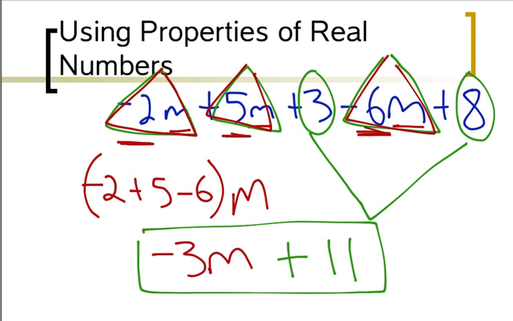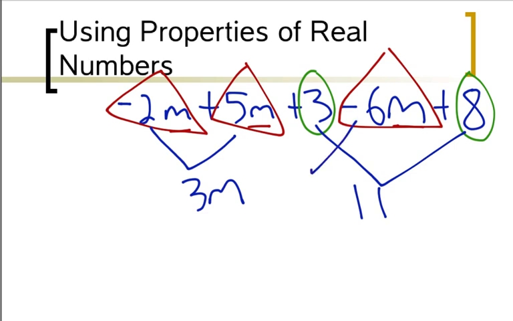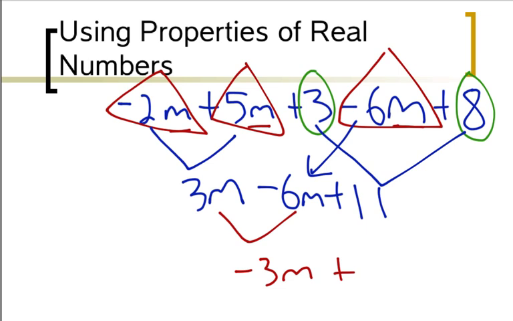Now again, I wouldn't exactly go the route I just showed you to work through this. Here's something more like what I would work. I would usually just do the negative 2 and the 5 to get 3m, and then do these 3 and 8 to get my 11, and then I just bring down my negative 6m. So I would work it down vertically like this, and then combine my 3m and my negative 6m to get negative 3m plus 11.